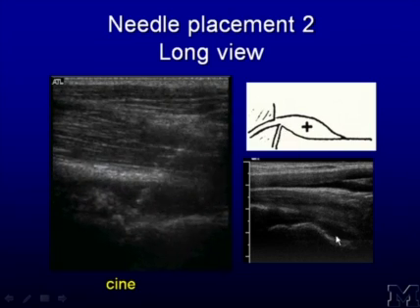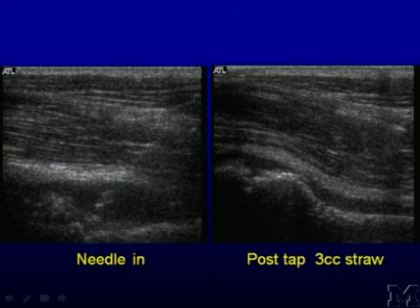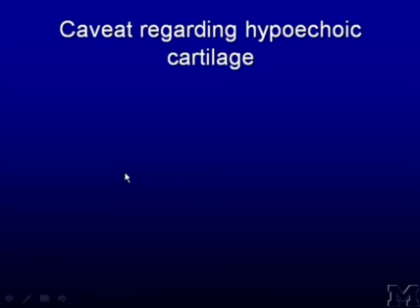So this is all the orientation. This is what the fluid looked like here. After the needle is in, they got this straw-colored fluid, and then you send it to the lab and have that analyzed. Another case where it's a good bet that that's going to be septic, but again, this isn't foolproof. You just don't know.